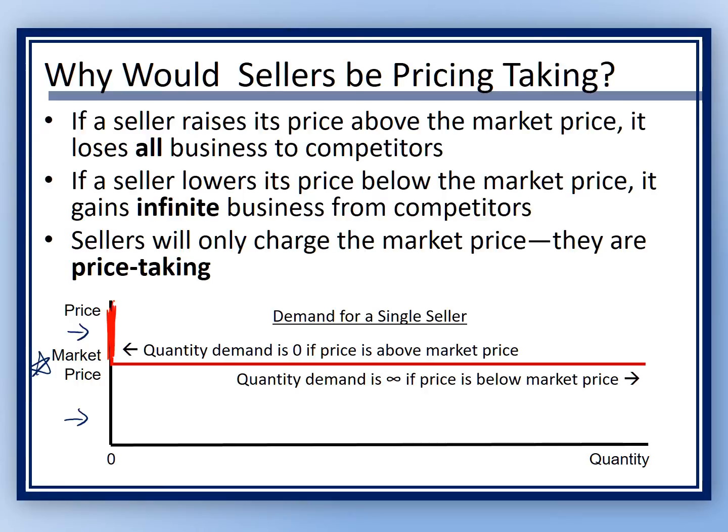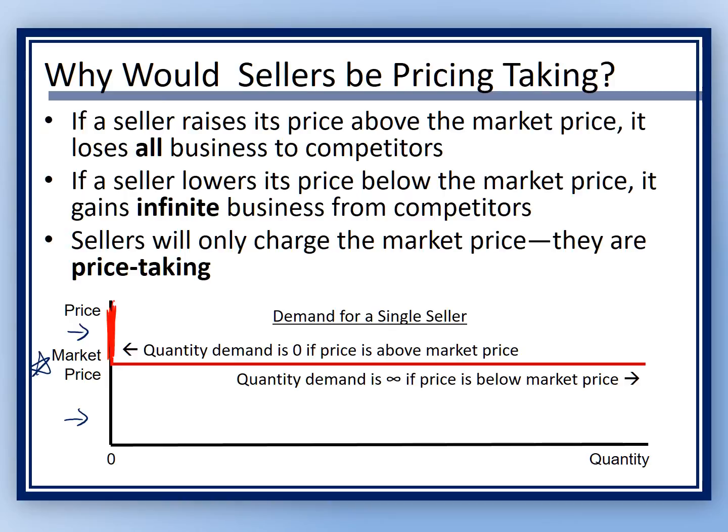That is, all right, I won't raise my price because if I raise my price, I have no customers. I won't try to lower my price because I don't need to. There's no need for me to lower my price to attract more customers. I have as many customers as I can handle right at the market price. So price ticking means a horizontal demand.